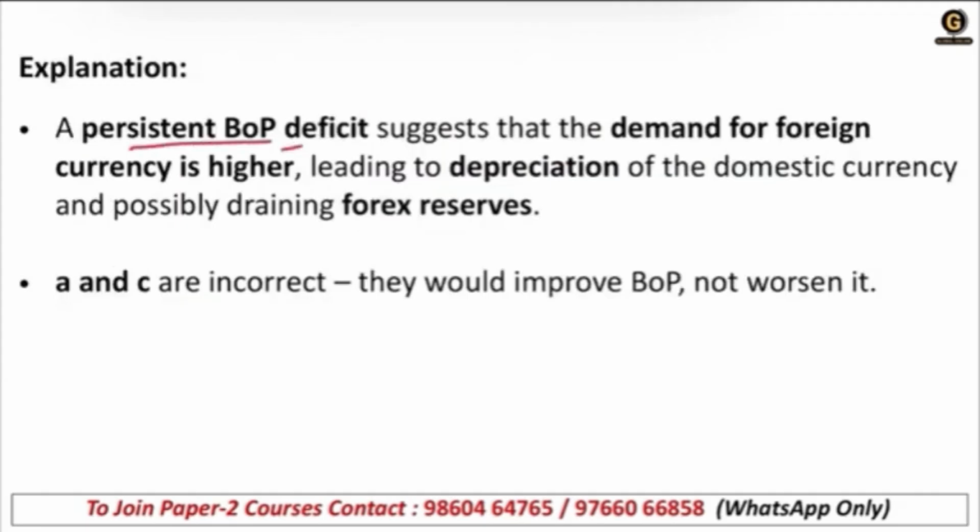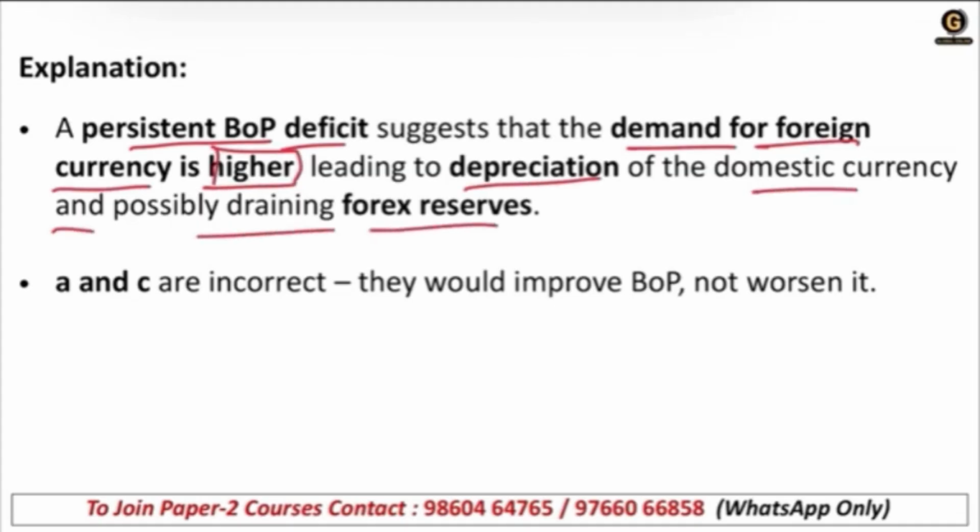A persistent BOP deficit suggests that the demand for foreign currency is higher, leading to depreciation of a domestic currency, possibly draining the forex reserves. Correct. A and C are incorrect. They would improve BOP, not worsen it.